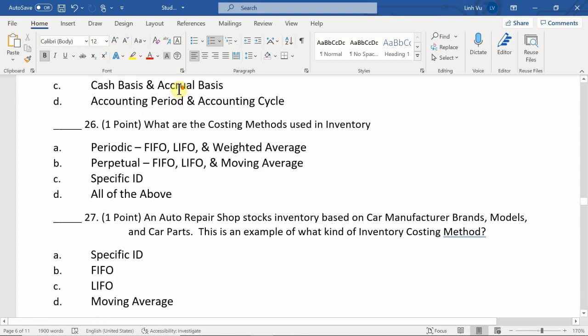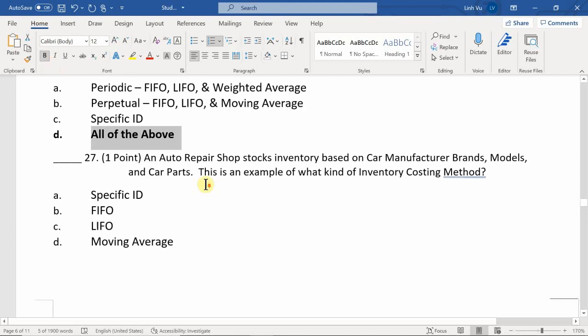Number 26. What are the costing methods used in inventory? D, all of the above is correct. When we dive into perpetual inventory, you will learn that we will be using the same exact 3 methods: FIFO, LIFO, and instead of weighted average, it's called moving average. It will make sense because when we calculate our average cost, it's going to move along every time you make a purchase and every time you sell an item. So yes, all of the above is the correct answer.